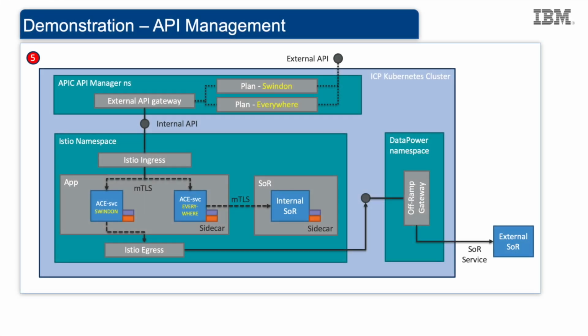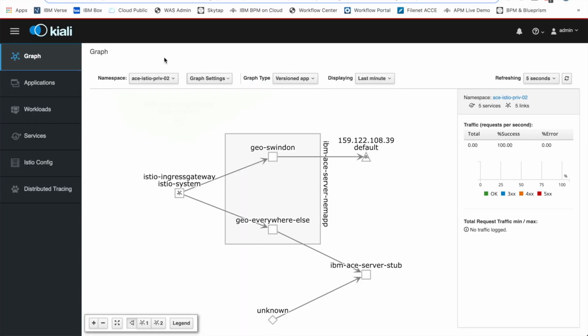In the fifth use case, we will have two different ACE services which point at two different endpoints based on a plan in API Connect. External users will subscribe to a plan and will be directed to the correct ACE service based on the plan itself. Our application consists of two different versions of the ACE server, one that is specific to Swindon users and one that is for everyone else.